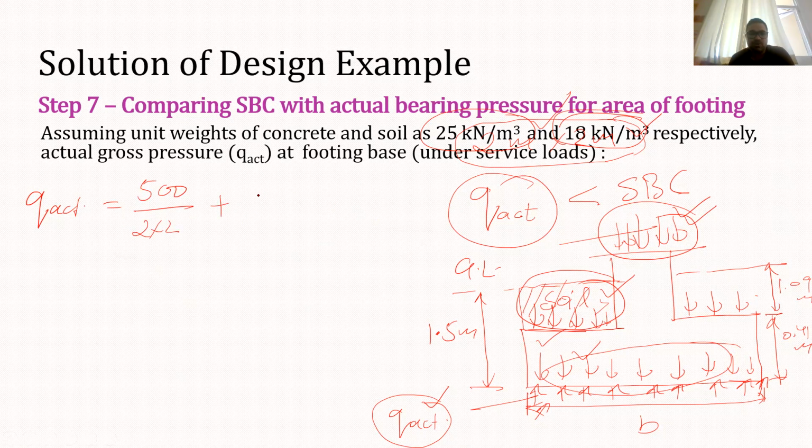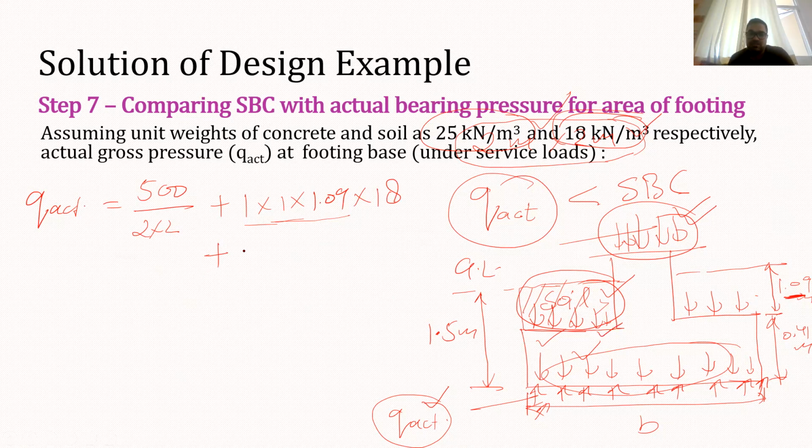the soil. Weight of the soil is the weight of the soil per unit area. So unit area is this one and depth of the soil is 1.09. So that becomes the volume of soil in unit area multiplied by density of soil. So that is 18, plus the weight of the footing.